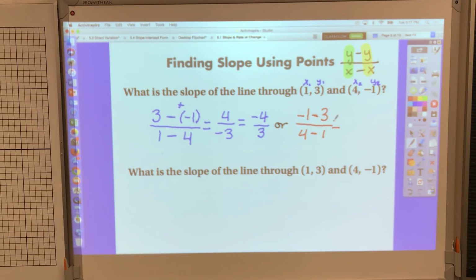So this time I eliminated that double negative. But when I do the actual math, negative 1 minus 3 gives me a negative 4. And 4 minus 1 gives me a positive 3. So my slope, no matter which way I set up that problem, ends up being the same answer of negative 4/3. So let's look at the second one.